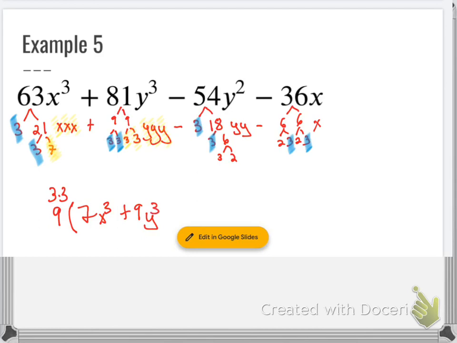Over here we're left with a 3 and a 2. 3 times 2 is 6. And then we have y squared. And then we're left with 2 and a 2. So 2 times 2 is 4. And then that x. Put parentheses around it, and this is how we factor out the greatest common factor.